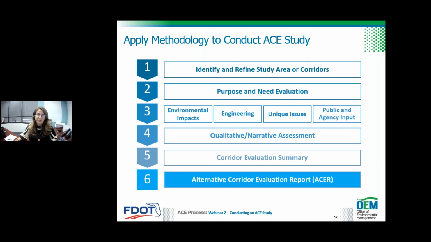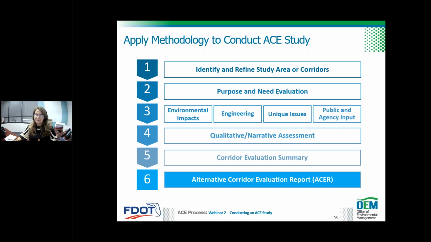So those corridors that do meet the purpose and need are further evaluated to a conceptual planning level to allow them to be compared and evaluated against each other and their relative impacts. So the analysis conducted in step 3 is not intended to be a PD&E level analysis. It's just a high-level analysis that allows for comparing one against the other. And then in steps 4 and 5, the evaluation is summarized quantitatively and qualitatively, and finally documented in the ACER as part of the final step.